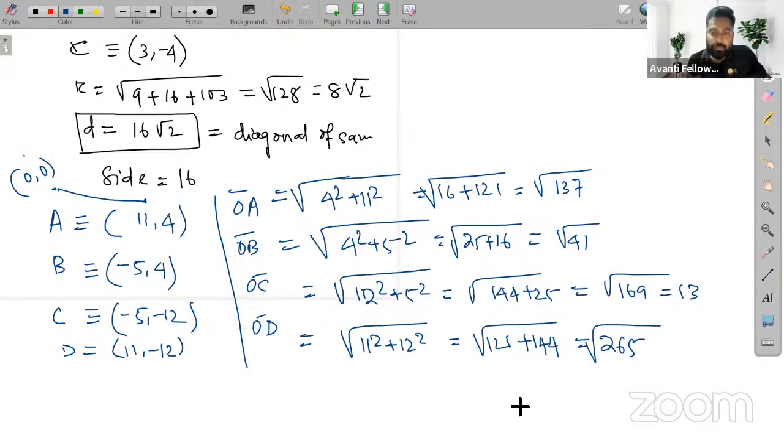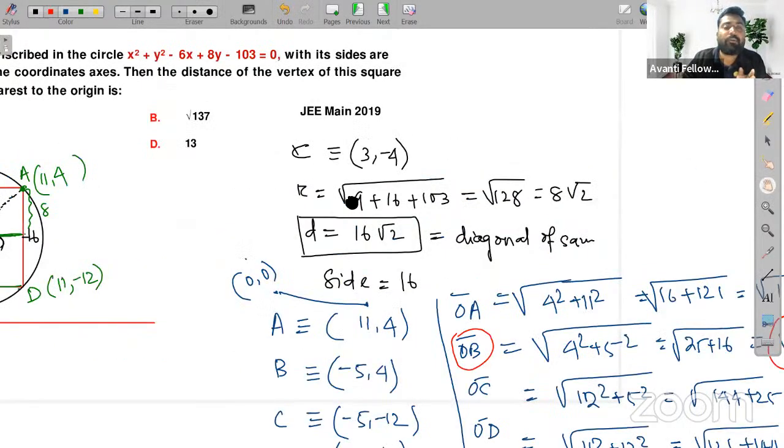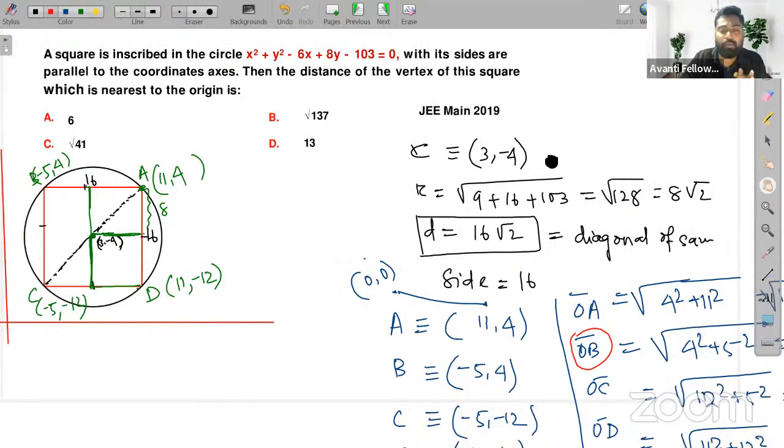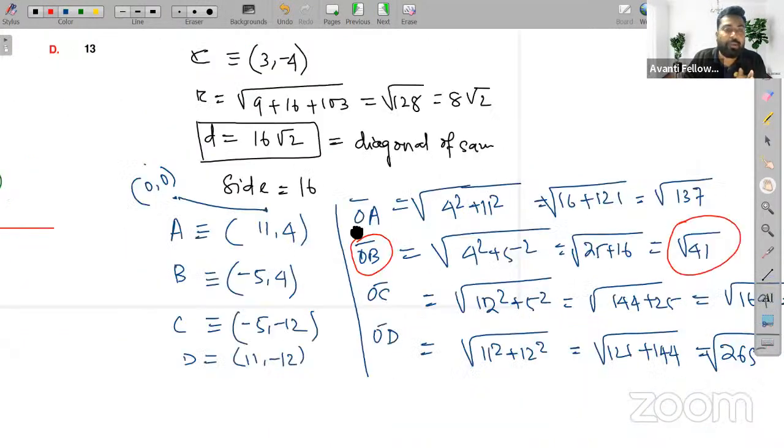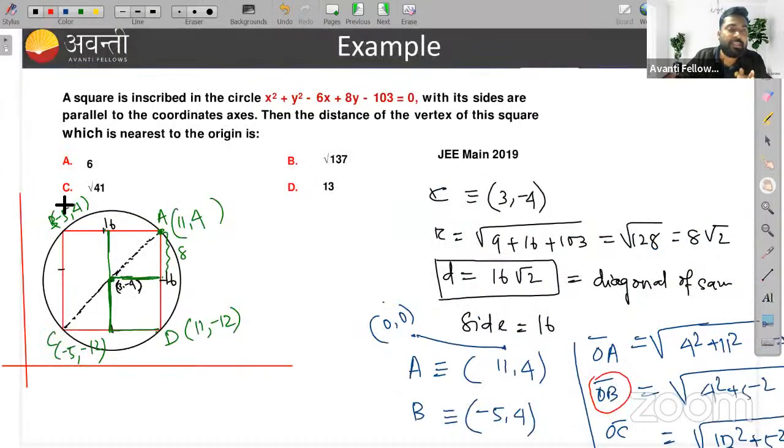Okay, so what is the minimum distance? What is the least distance between the origin and all these points A, B, C, D? The distance between point B and the origin is the least distance, that is under root of 41. So the answer is under root of 41. Option C, that is OB. Option C is the correct answer.